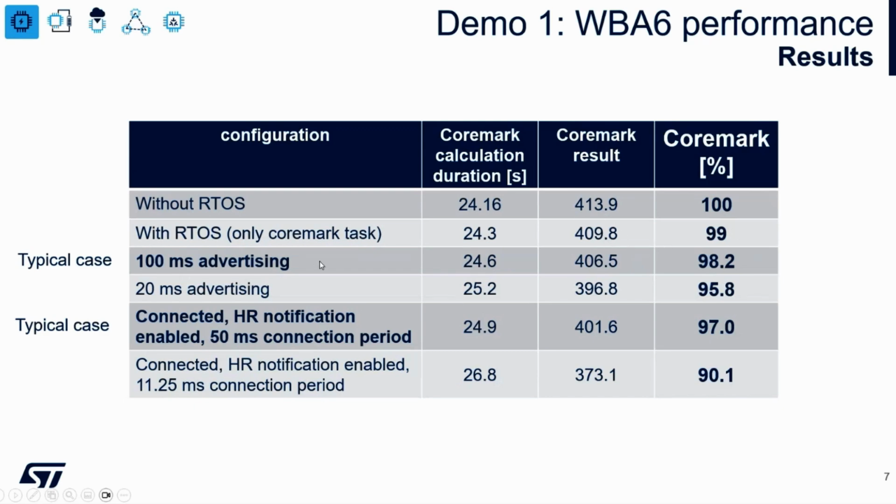And then what we consider as typical cases, still quite aggressive for the timing, not a very low power setup, with 100 millisecond advertising, we are at 98.2% of performance. With a 50 millisecond connection interval and notifications enabled, while in the background the data for the heart rate is still being calculated, we are still at 97%.